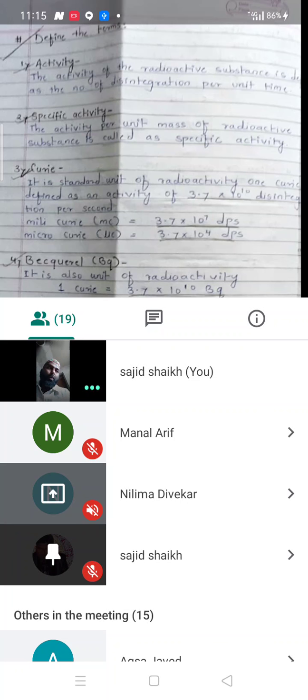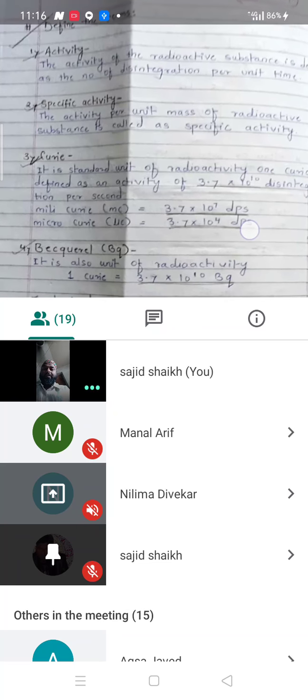Millicurie and microcurie. For the millicurie, the small m and c, or say mu c, you have to multiply by 10 raised to minus 3. The answer will be 3.7 into 10 raised to 7 dps. For the microcurie, you have to multiply by 10 raised to minus 6. The answer will be 3.7 into 10 raised to 4 dps. You got this point? This is about the curie.